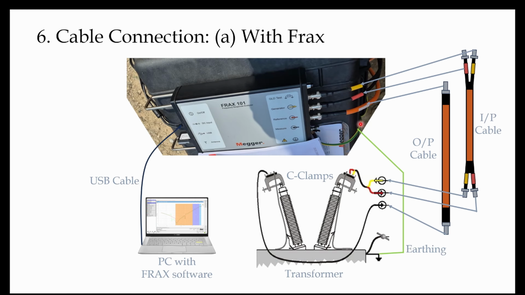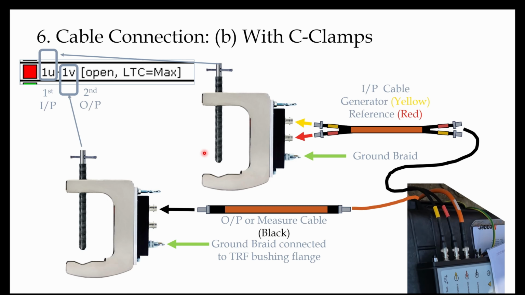Here the earthing cable is also connected and then further connected to the transformer grounding or the transformer earthing. Then cable connection with the C clamps. One end of the input cable is connected with the Frax instrument and the other end is connected with one C clamp, one big C clamp.